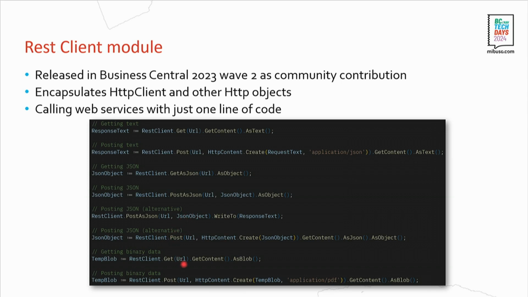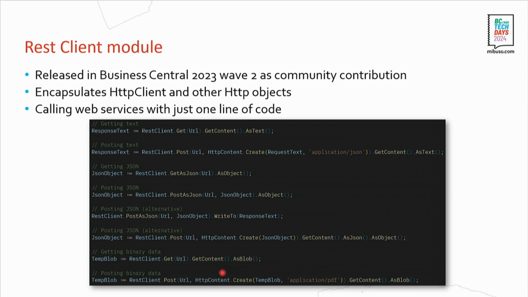Another alternative would be this one, post HTTP content create as the JSON object. So here we see HTTP content create with a text. Here we see an HTTP content create with a JSON object. You don't have to think about the content type because it knows this is a JSON object, so the content type is going to be application/json automatically. And then get the content as JSON as an object. Well, you see, post as JSON is actually doing that get content for you. It returns get content as JSON for you.